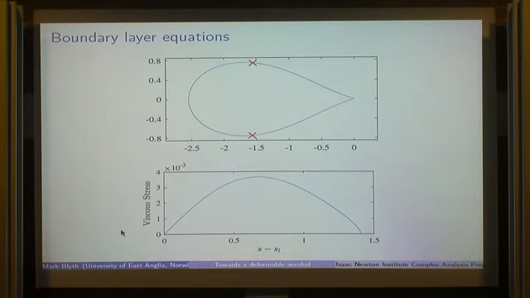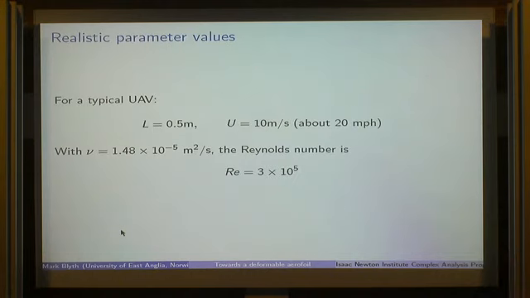So the question is, can we devise an elastic aerofoil and push these red crosses closer to the trailing edge and minimize separation? And the answer is sort of partially yes, as I'll try and illustrate. So this is still work in progress that I'm going to talk about.